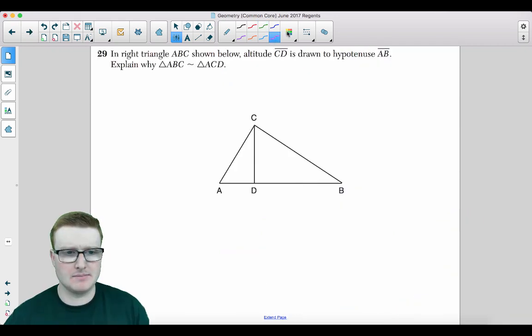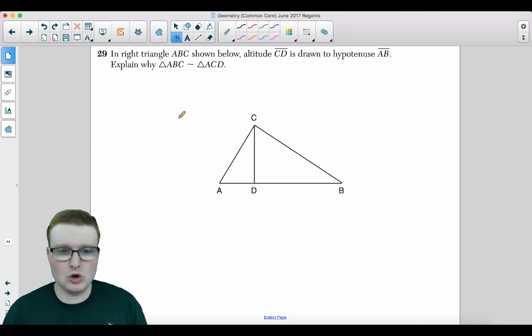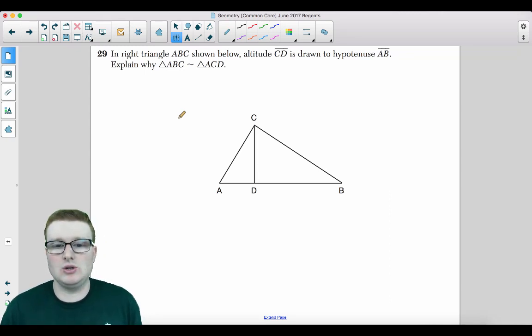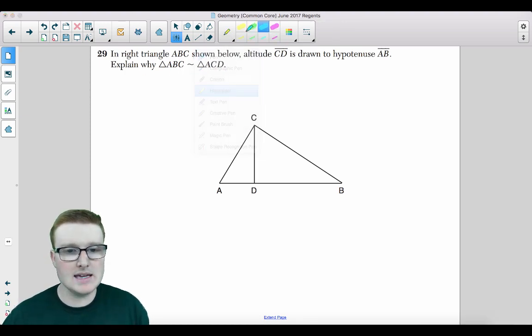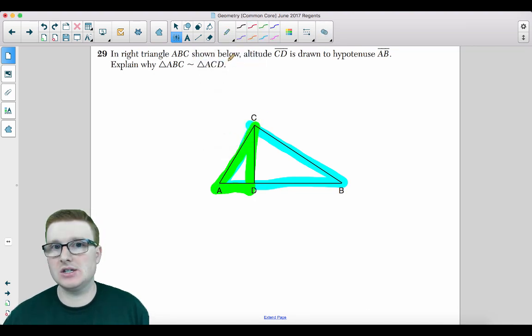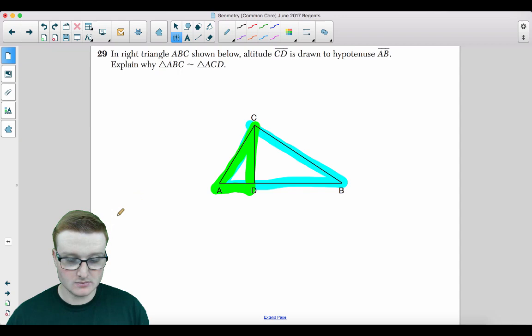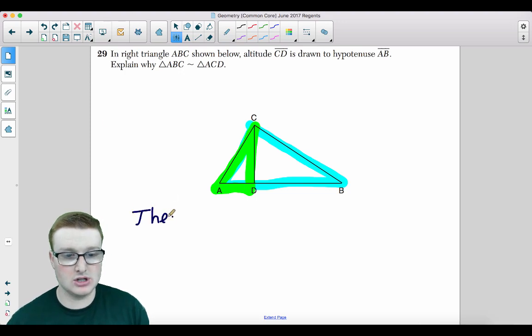All right, moving on. Number 29. It says here, in right triangle ABC shown below, altitude CD is drawn to hypotenuse AB. Explain why triangle ABC, which is the big triangle, is similar to triangle ACD, which is this triangle over here. So there are 2 ways to do this problem. I will show you both. So the easy way you could do this is to actually just state the theorem that is associated with this.